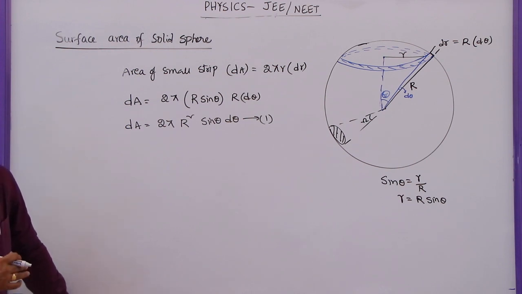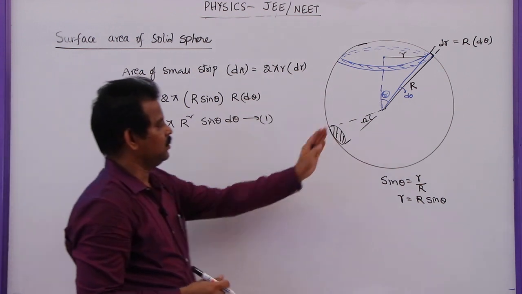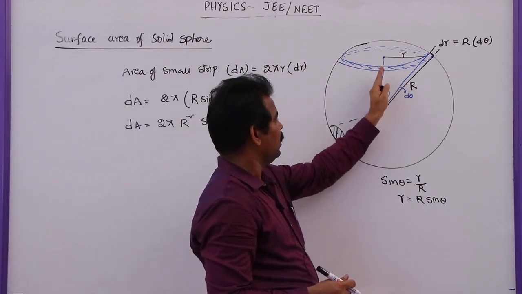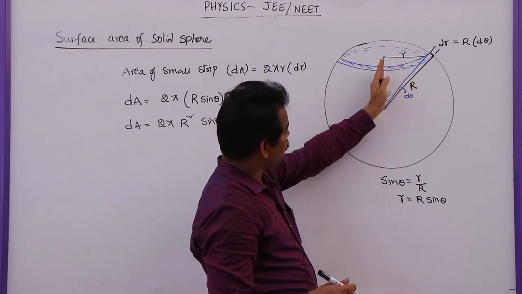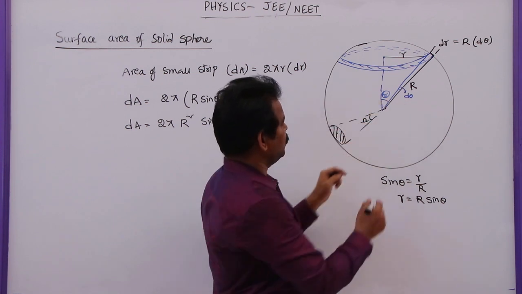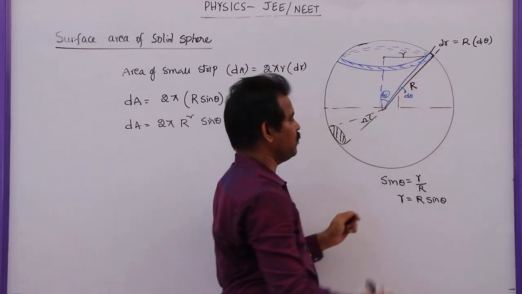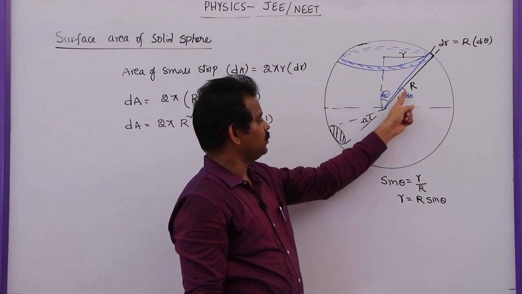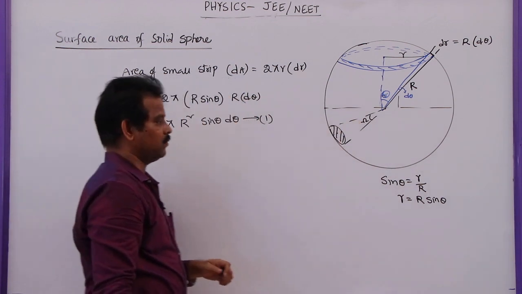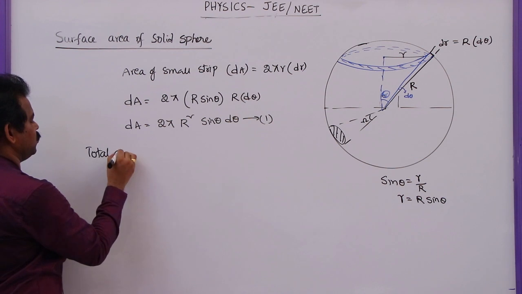If I wish to find out the surface area of this sphere for different angles, let me take this angle as theta. This angle may be 10 degrees, 20 degrees, 30 degrees, 40 degrees, and if theta is equal to 90, it will cover half of this one. Why? Because I am not going to consider only one side, I am going to consider both sides. So if theta is 90, it means hemisphere.